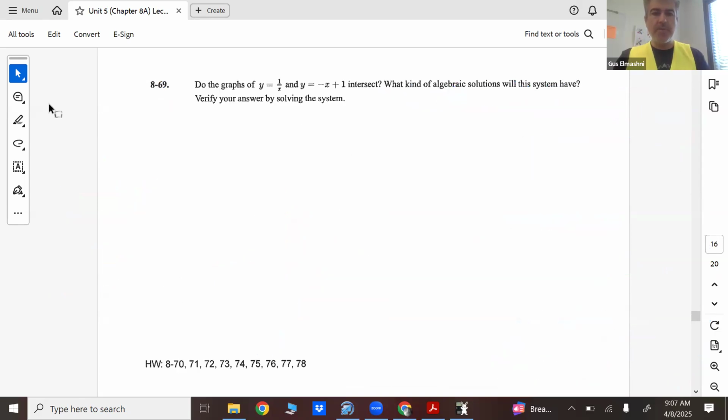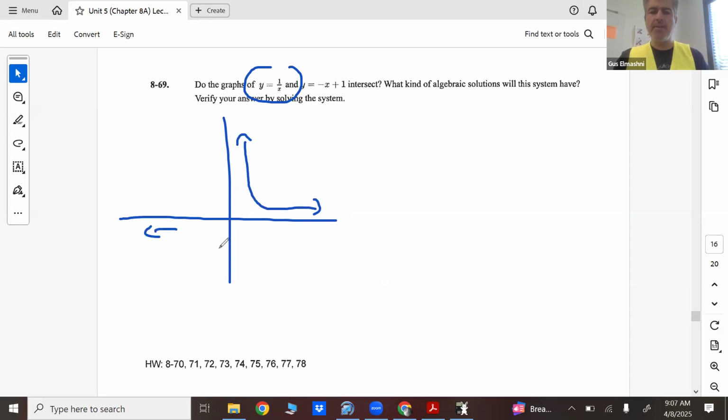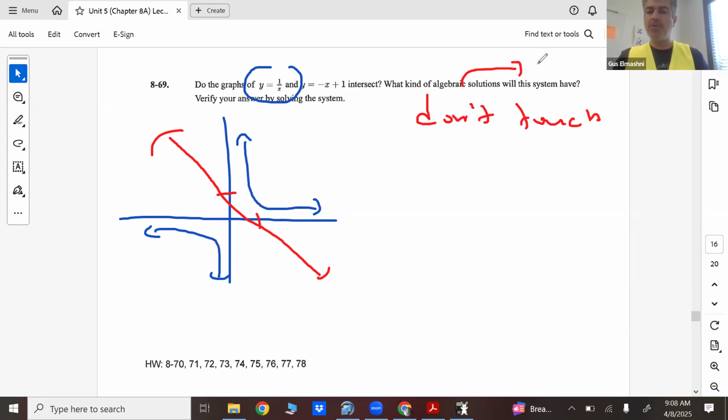Okay. So this one. Do you guys remember how this graph looks? I know it's kind of a funny graph. These 2 branches, correct. The second one's pretty obvious. What's the second one? Where's the y-intercept? +1. Slope's -1. These also don't touch. So what kind of algebraic solutions? 2 imaginary solutions. And you can verify it by actually solving it.